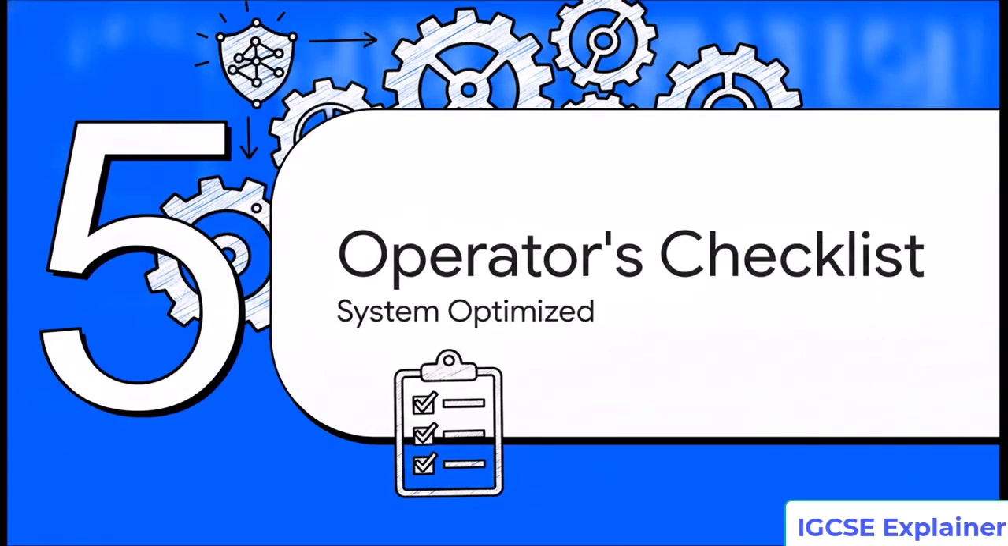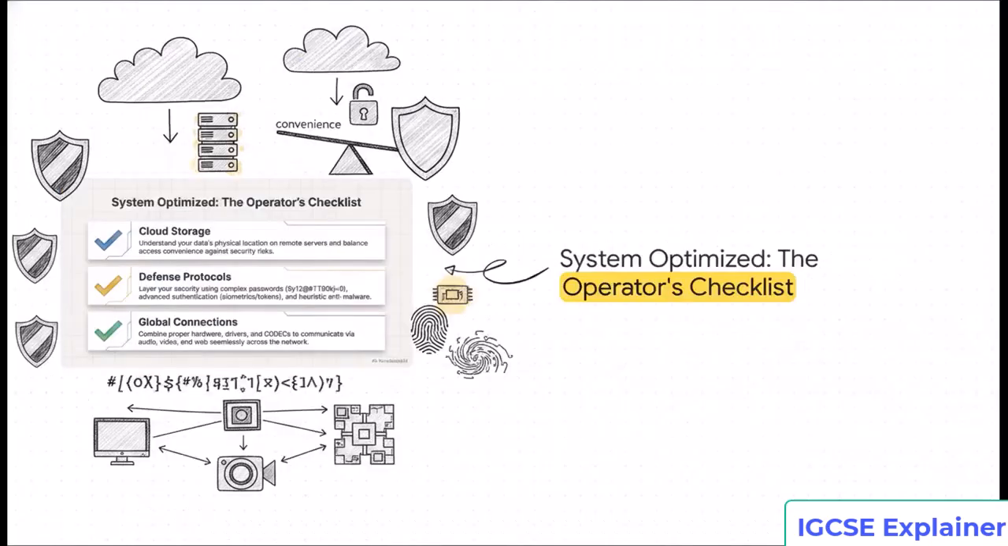This brings us to our final stop, Section 5, the Digital Operator's Checklist. We're consolidating everything we've uncovered into a fast, actionable summary. To operate safely and efficiently out there, you absolutely must hit these 3 major checkpoints. First up, cloud storage. You need to understand your data's physical location on remote servers and carefully balance that amazing convenience against the real security risks.